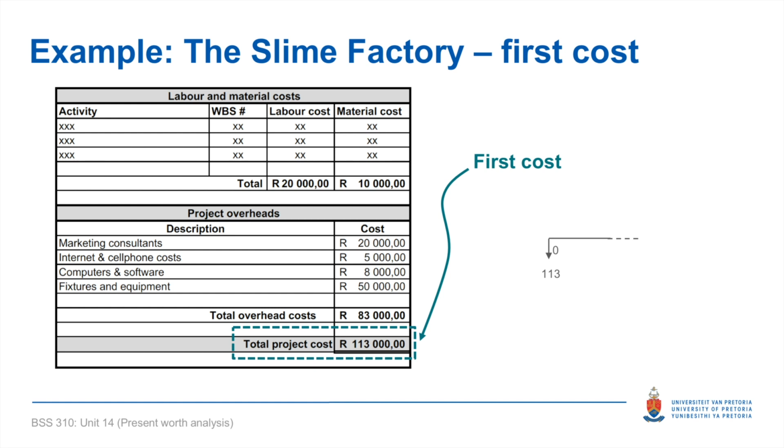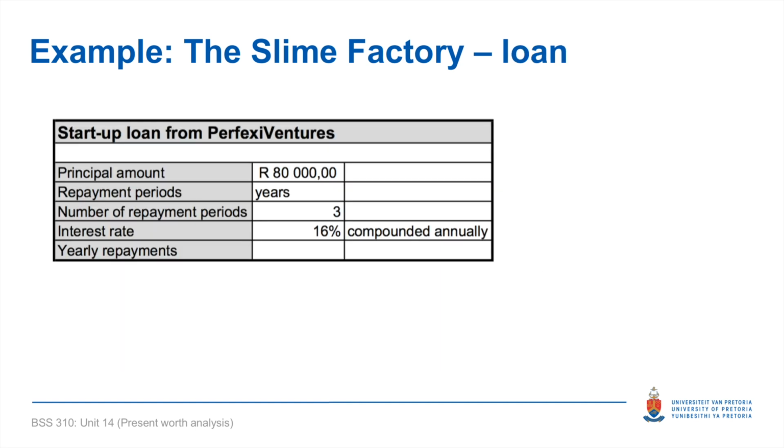So what we did is we went to the bank to get a loan. These are the terms of my loan. The bank agreed to lend me 80,000 Rand. That's my principal amount. It's the amount that the bank will pay out to me today so that I can use it in my business.